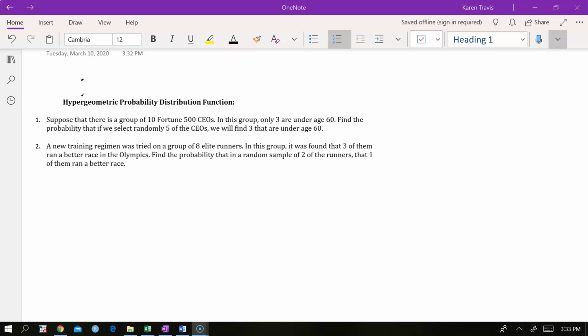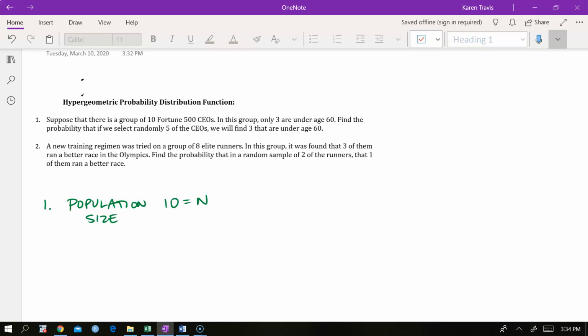So we have two problems at the bottom of your Chapter 5 worksheet, and I want to make sure you have the solutions to those. So I'm going to work those out here. Looking at the first one for CEOs, we have a population of 10 CEOs, so that's the population size, and we use capital N.